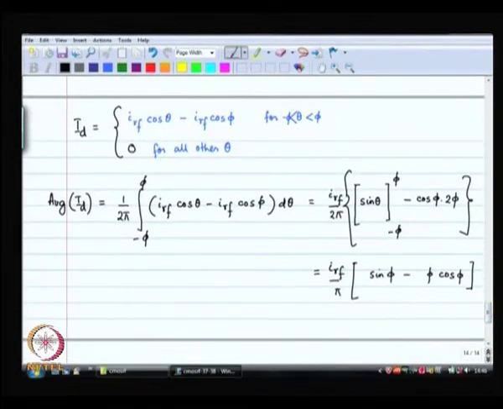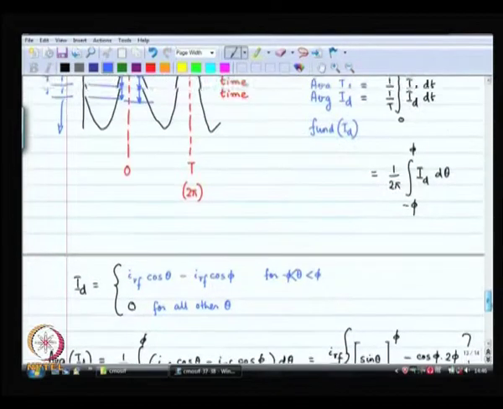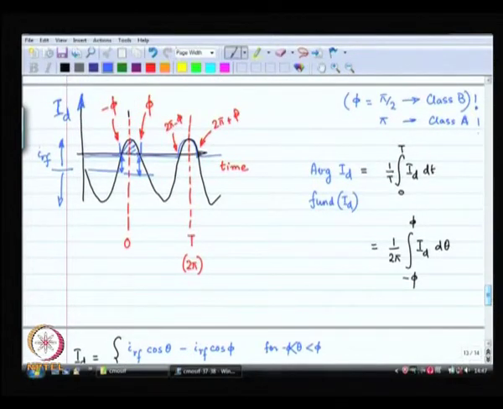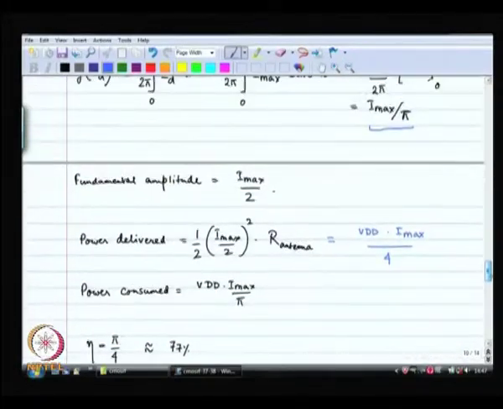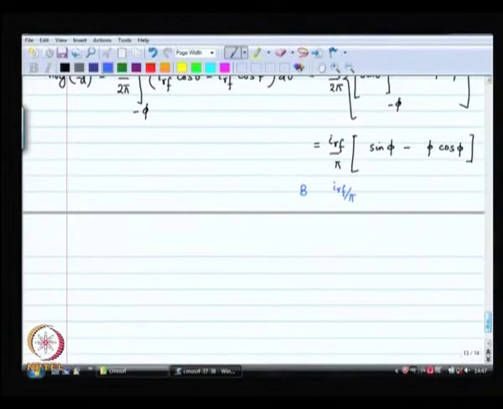Now, what is going to be obvious over here is when you substitute, this is your sanity check, we said that if we substitute phi equal to pi by 2, we should get back our result for class B. So, if I substitute phi equal to pi by 2, sin pi by 2 is equal to 1, phi times cos phi, cos of pi by 2 is equal to 0. So, I basically get IRF by pi. Now, under this scenario, what is IRF? IRF is the amplitude of this sine wave, and the amplitude of that sine wave is going to be I max. So, basically I am going to get I max by pi, which is the old result. So, I am correct, right. So, this is my sanity check.